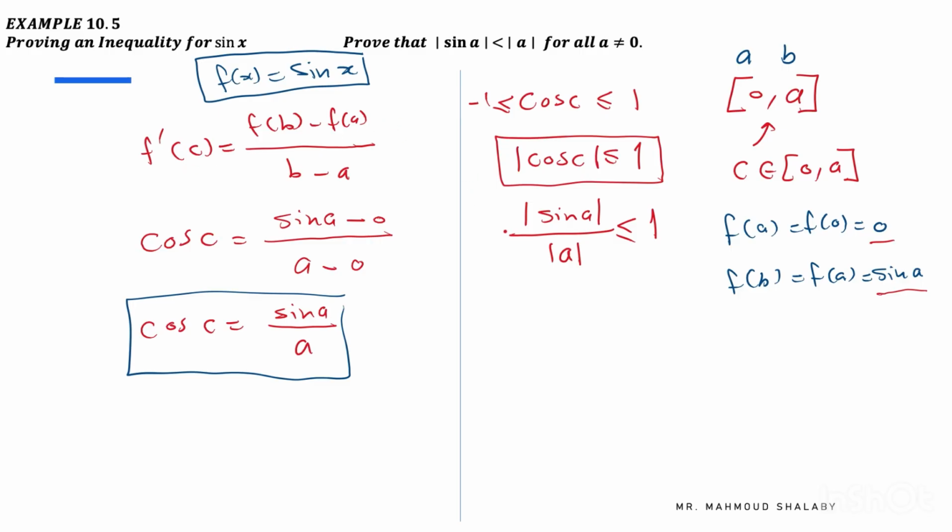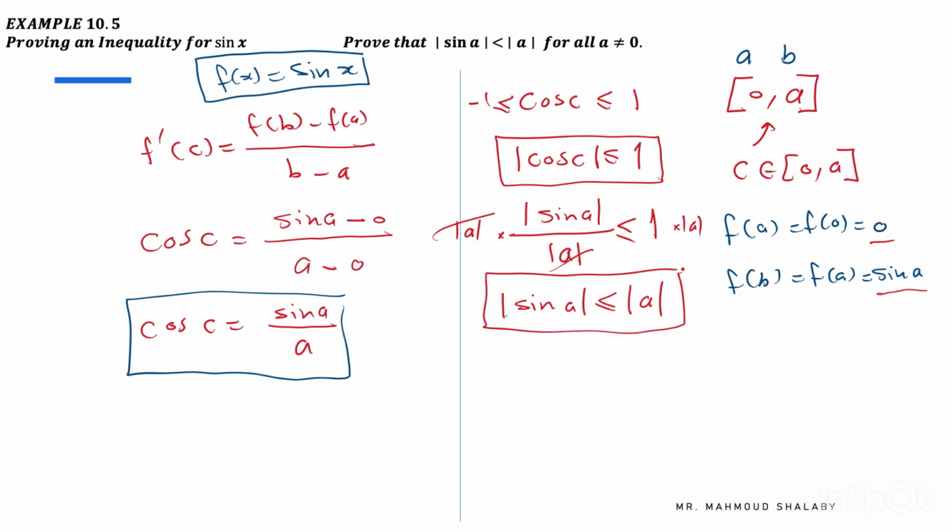When I multiply both sides by the absolute value of A, these will cancel, so we will have the absolute value of sine A smaller than or equal to 1 multiplied by the absolute value of A, which is the absolute value of A, and this is what is required in the question. So the question asked me to prove that the absolute value of sine A is smaller than or equal to the absolute value of A, for all A not equal to 0. That's why I used the interval from 0 to A, as long as A is not 0.